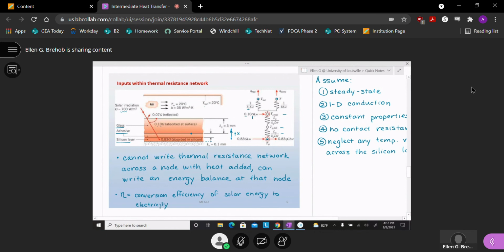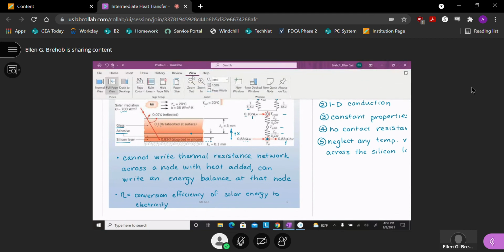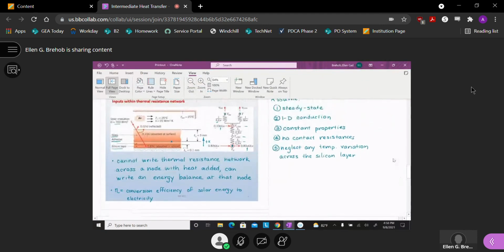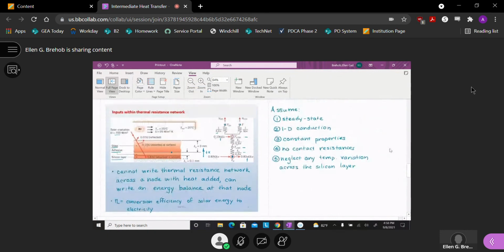And we're going to use a particular value in there, but that eta is there. So it says I've got solar energy coming into this node, but I have some of it leaving because I convert it to electricity. And the difference between those two is actually what heats up that silicon layer. We're going to set up this problem.